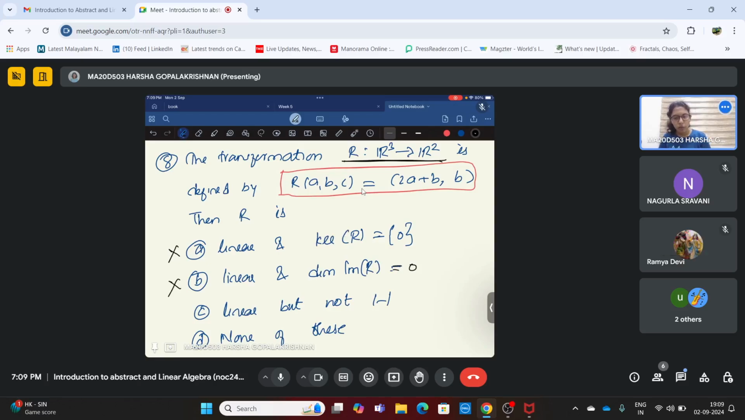Okay. Now, linear but not one-one. This is the only option we have. Linear part is fine. Again, whether it is one-one or not. You can see that if it is one-one, only 0 will map to 0. Okay, that means kernel is just 0. That is the first case.